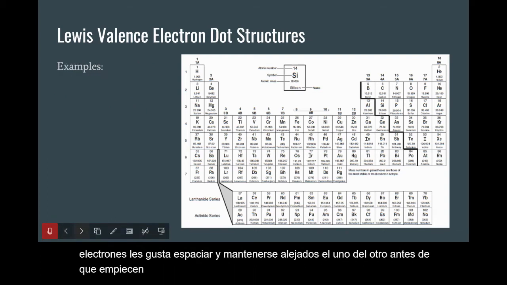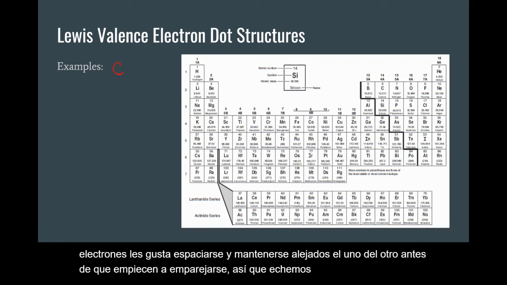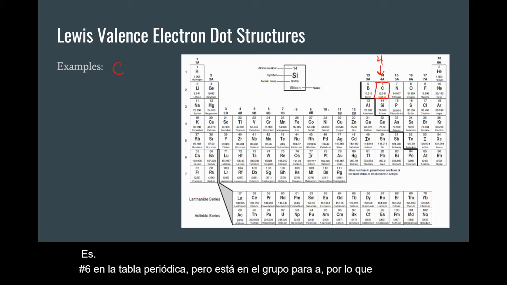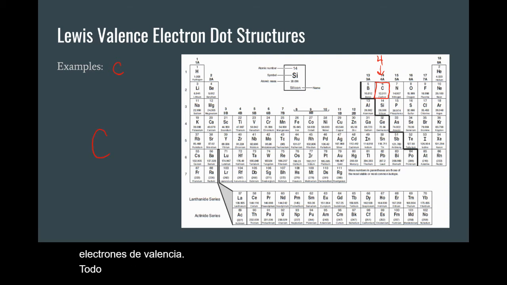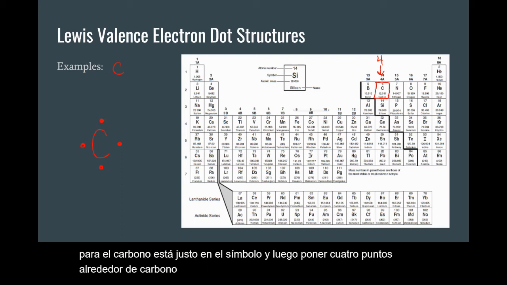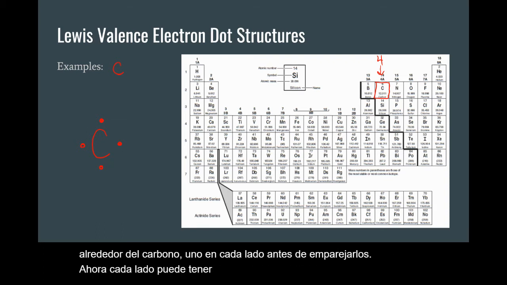And so let's take a look at carbon. Carbon is number 6 on the periodic table, but it's in group 4A, so it has 4 valence electrons. All I have to do to draw the valence dot structure for carbon is write its symbol and then put 4 dots around carbon, one on each side, before actually pairing them up. Now, each side can have up to 2 electrons, but they want to spread out before they pair up.